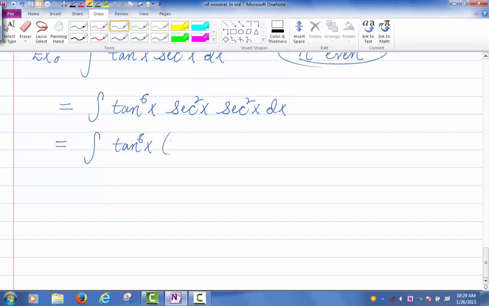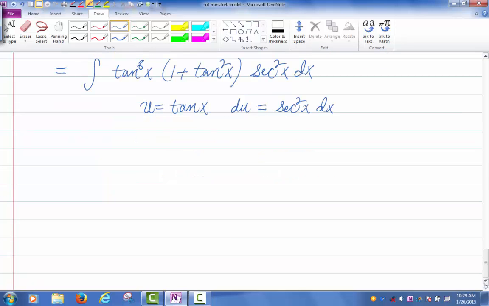Secant squared, remember, secant squared of x is the same as 1 plus tangent squared of x. And if I apply that identity, I get this. Now you can do a substitution, and the substitution that you want to do would be what? You should be taking u to be tangent of x, and then du would be secant squared of x dx.